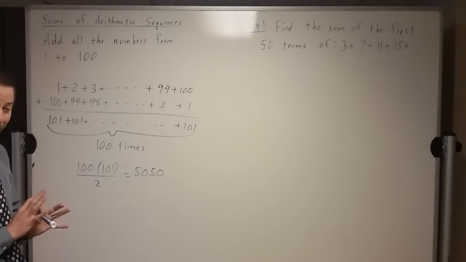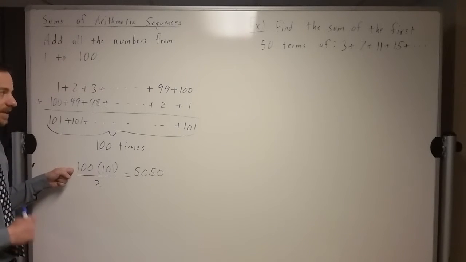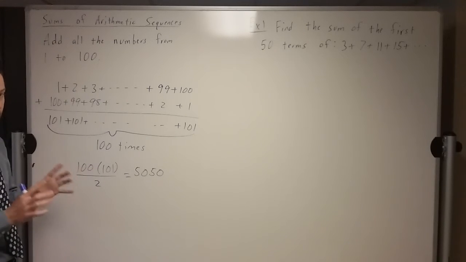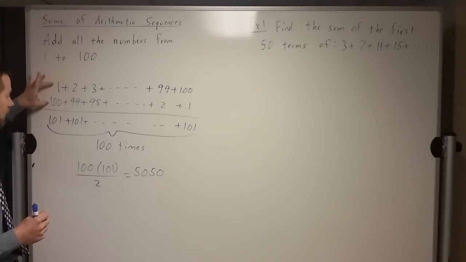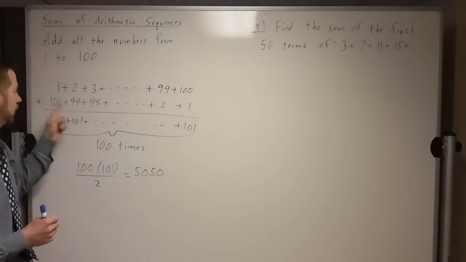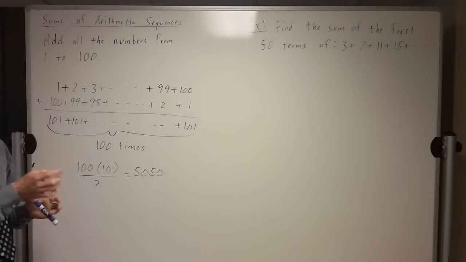Now, let's generalize just a little bit. Do you notice 100 is how many terms we were adding together? And 101, this one's a little harder to see. The 101 comes from adding these, or on the other end, adding these. Do you notice the 100 and the 1 are just the first term and the last term?